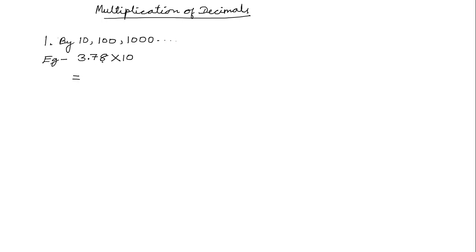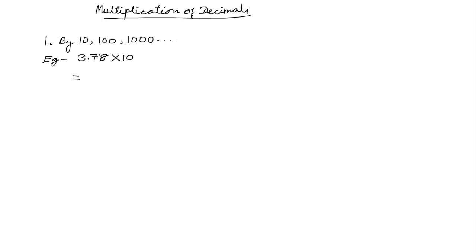Why? Because whenever two numbers are multiplied, the value that we are going to get is going to be bigger than the original number. So the original one is 3.78. That means it is slightly more than 3. Now if you multiply it 10 times, then it will not remain 3. The value should increase.